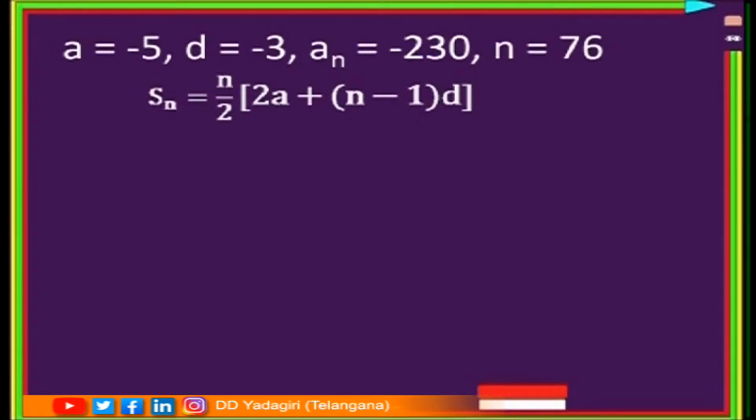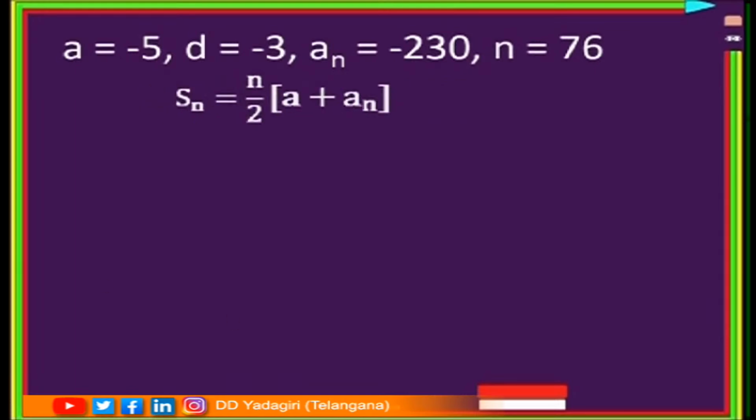Now we can find the sum of those 76 terms easily by using the formula we have just derived. So that is Sn is equal to n by 2 into (2a plus (n minus 1) into d). By using this formula we can find S76. Otherwise we have a simple formula, that is Sn is equal to n by 2 into (first term plus last term). So this is also a formula, right? Here we have the first term and we have the last term, so directly we can solve.